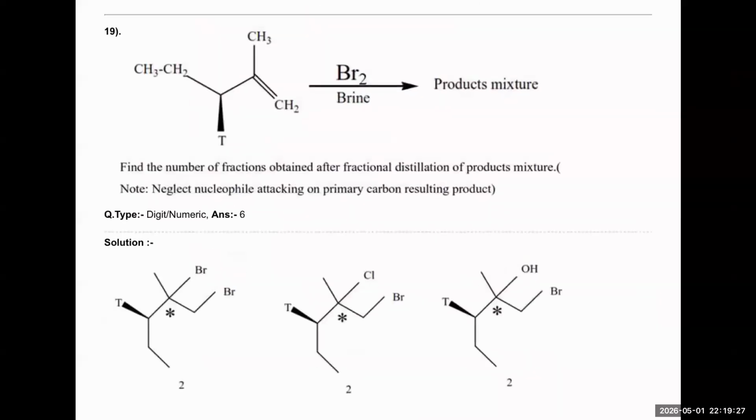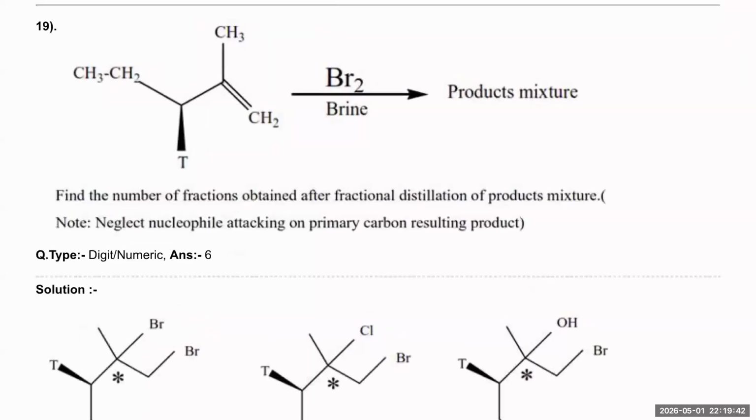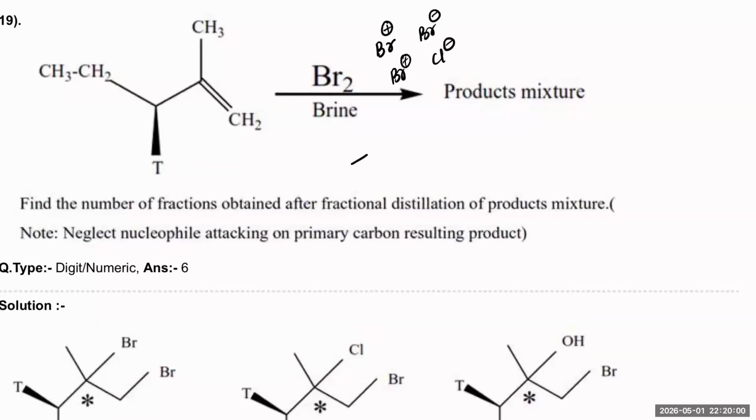Check out the 19th one. Number of fractions obtained after the fractional distillation is. Okay. See, because you are adding brine solution, which means you're supposed to make this Br plus and Br minus addition once, Br plus and Cl minus, because brine solution will also contain NaCl. So Cl minus is also a nucleophile here. So take that into the case, and now we have 1, 2, 3, 4, 5 carbons here, and a double bond here. So that's where we are adding one Br here and one Br here, and then we have one Br addition here and one chlorine addition here. These two are the possible forms.